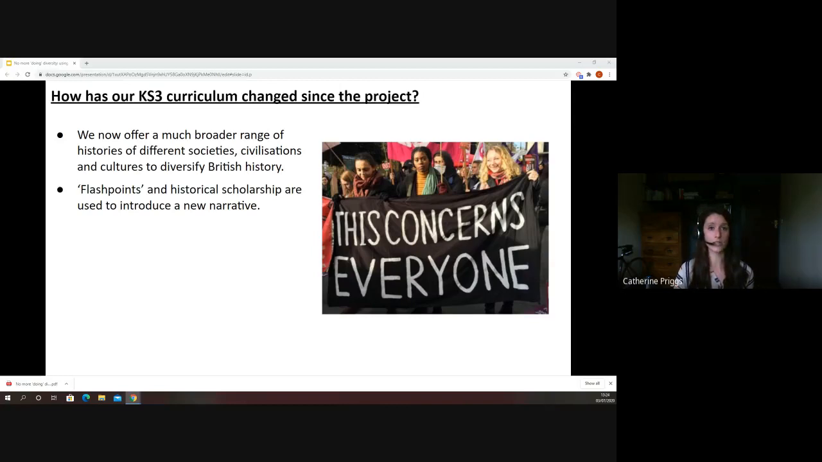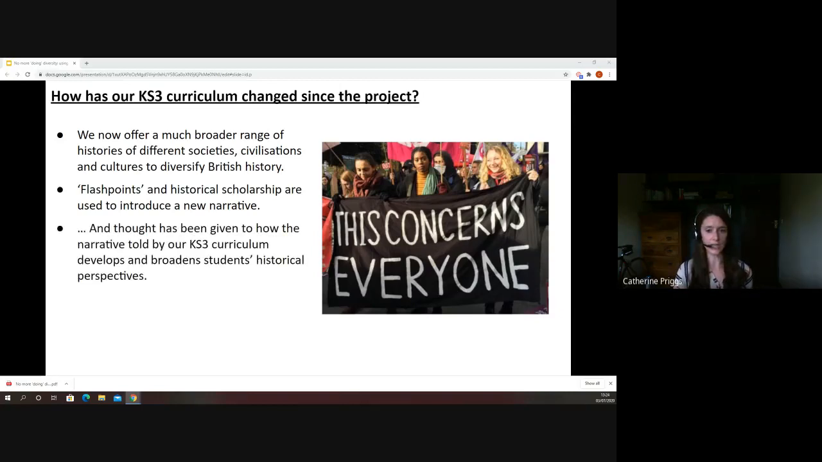And then historical scholarship is used to the same effect. So we use quite a bit of Frankopan's Silk Roads. In that book, he provided a new narrative, a new framework with which we might scaffold students' understanding of the past by calling for us to reorientate our Western-centric focus. And then thought has also been given to the narrative told by our Key Stage 3 curriculum and how this develops and broadens students' perspectives.